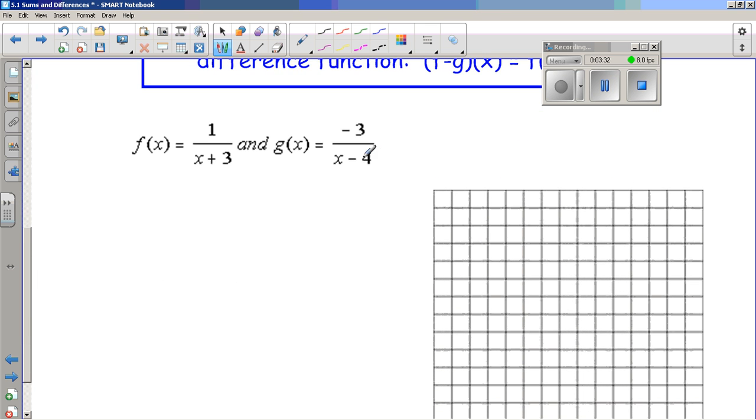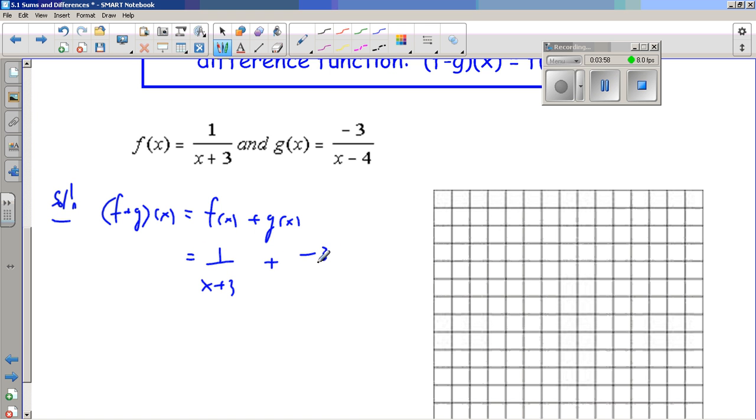Well, there's the two functions. They're two rational functions, so we're going to have to think back to that chapter. Well, this is kind of, like I said, a good review. If I want to find the sum function, I want to find f plus g of x. That's the sum function. That's f at x plus g at x. It's just the two functions added, right? Well, how does that work? I'm adding two fractions. I need to get a common denominator.